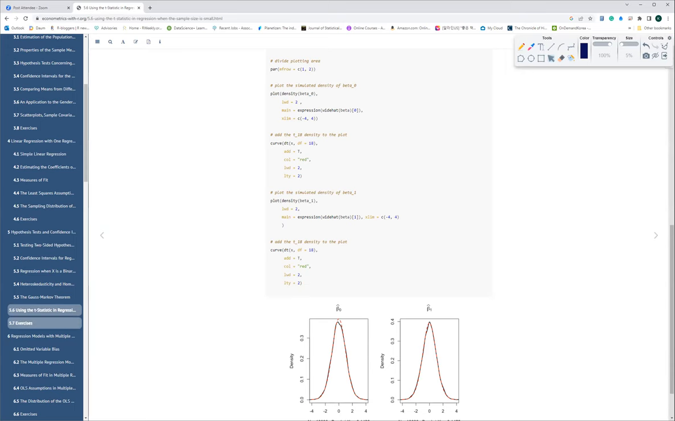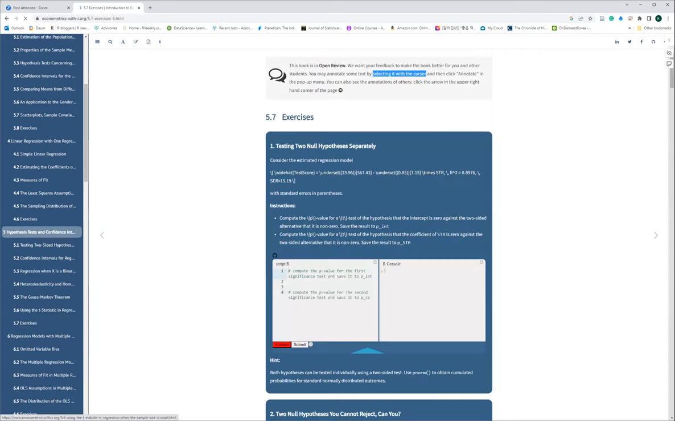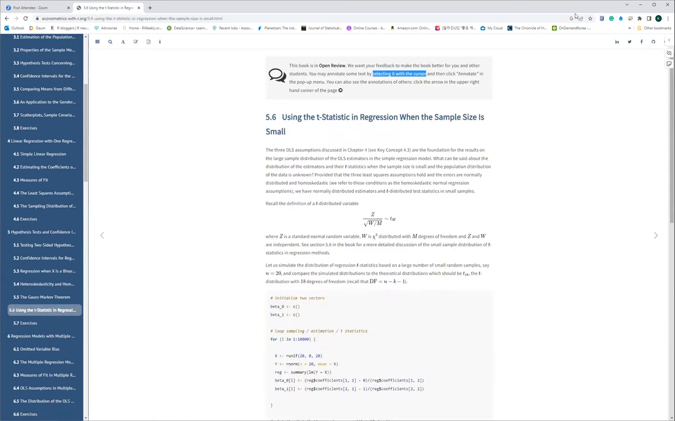So that's the end of chapter 5. Here is the exercise and these kinds of things. Do you have any questions or anything?